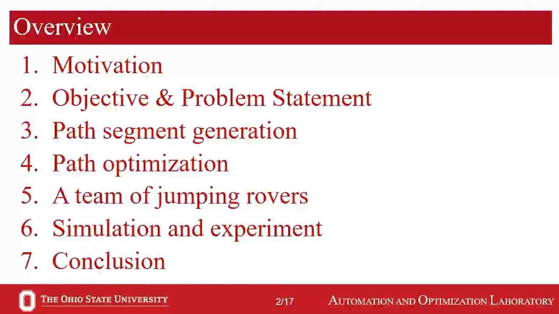Before I begin, I would like to give my audience an overview of this presentation. First, I will present the main motivation, objectives, and problem statement of this research. The motion planning process consists of two steps. I will explain how every path segment is generated and demonstrate the path optimization procedure. Moreover, two rovers with different jumping capabilities were built as an experimental test bed to verify the performance of the path planning and task allocation algorithm. Then simulation and experimental results will be compared and presented. Finally, I will conclude my results and present some future work.